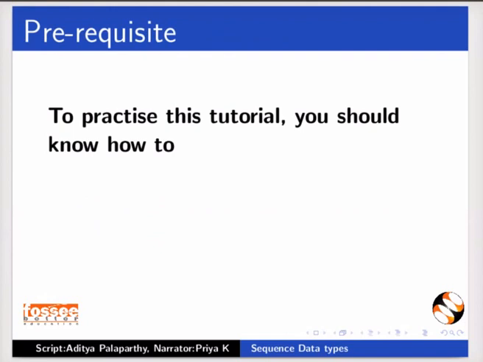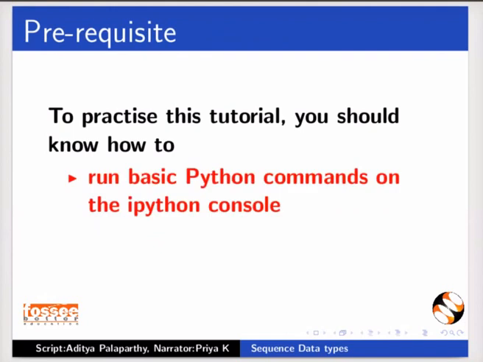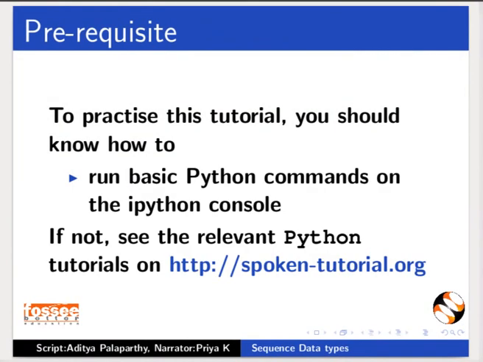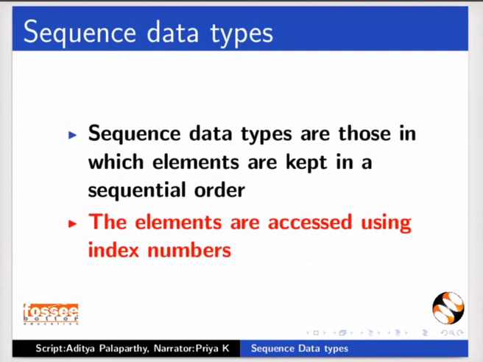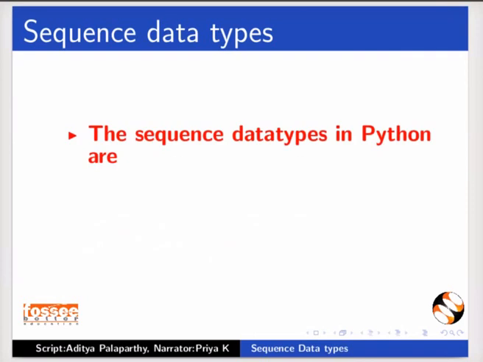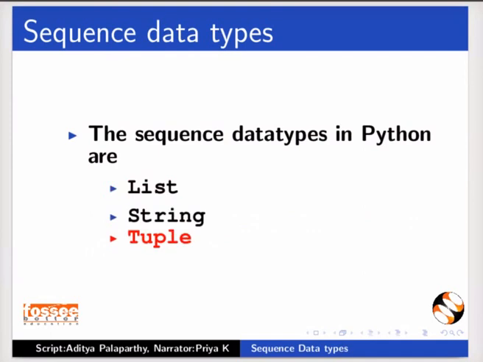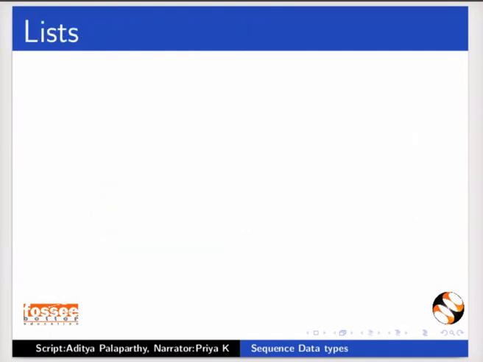To practice this tutorial, you should know how to run basic Python commands on the IPython console. If not, see the relevant Python tutorials on this website. Sequence data types are those in which elements are kept in a sequential order. The elements are accessed using index numbers. The sequence data types in Python are list, string, and tuple.